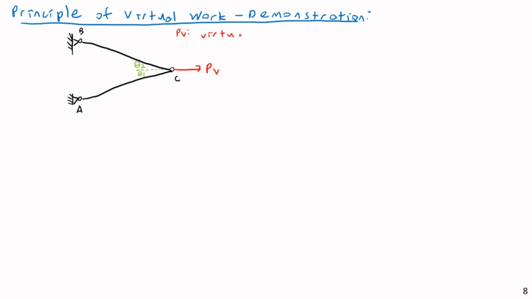A virtual load, basically a unit load, a small load. So we're applying a small load to this, and this would not be the actual load that was on the structure. I would be interested in finding the deformation at point C, so I'm going to apply a virtual load to joint C.